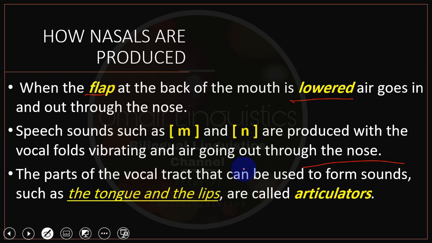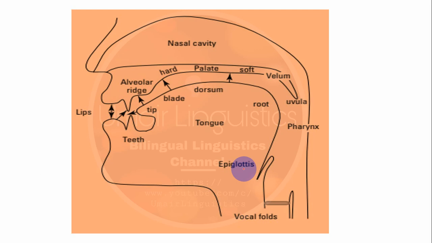The parts of the vocal tract that can be used to form sounds, such as the tongue and lips, are called articulators. So tongue and lips are called articulators because they produce sounds in the vocal tract.